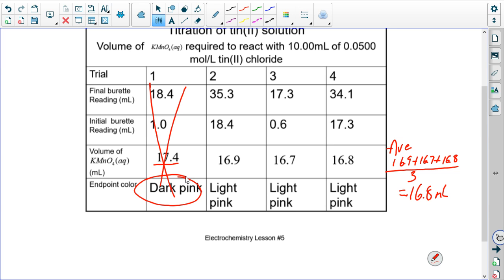So we have, and I'm going to do it on the other page, KMnO4 reacting with tin 2 chloride. And this is going to be acidic tin 2 chloride, even though it doesn't say it up here. Okay, because otherwise it doesn't work.